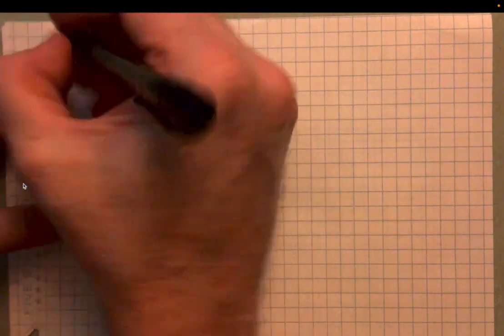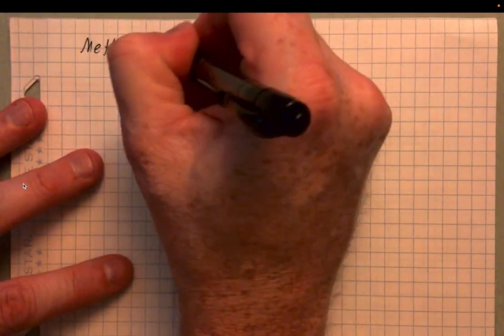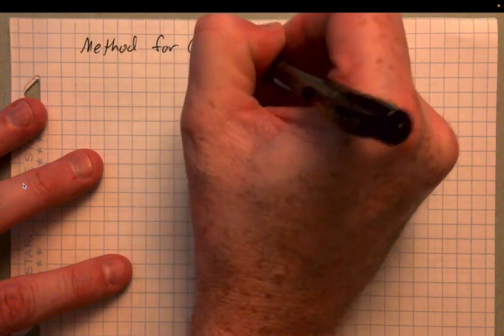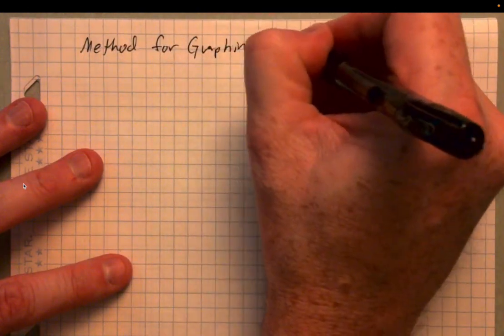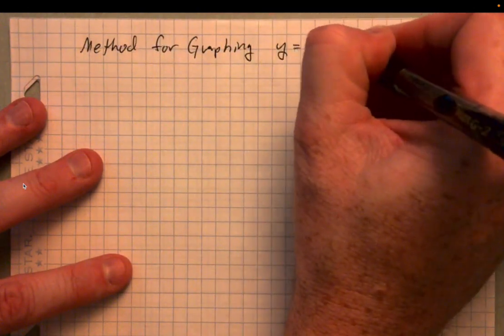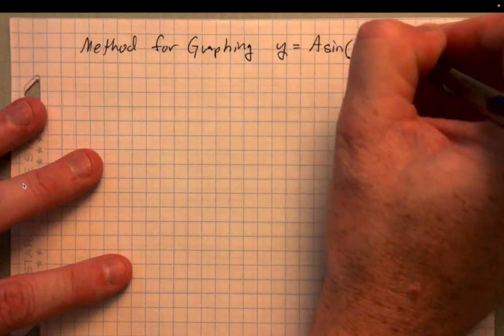I'm going to go through a very specific method here, and this will work almost all the time for the sine function. A lot of what we'll talk about later when we get to cosine and the other trig functions will fall back on this same method. So this is the method for graphing y equals a times the sine of bx minus c.